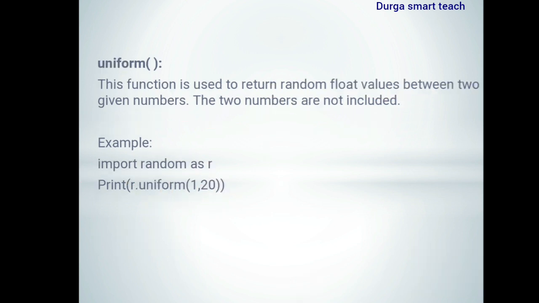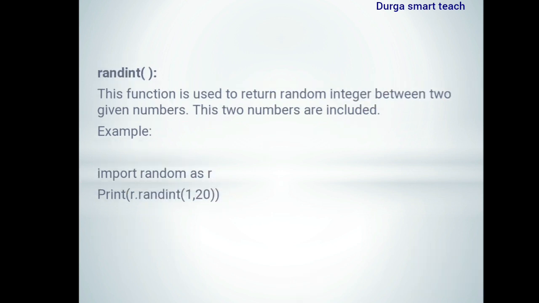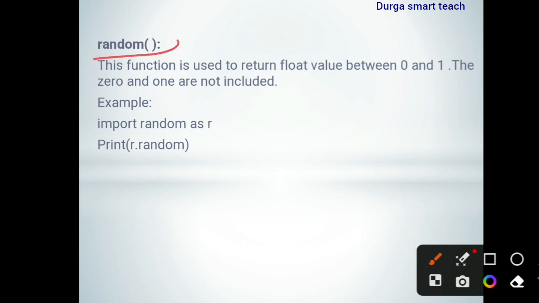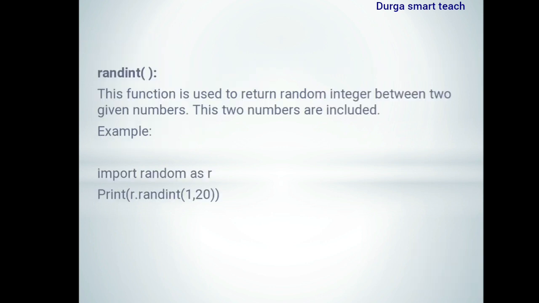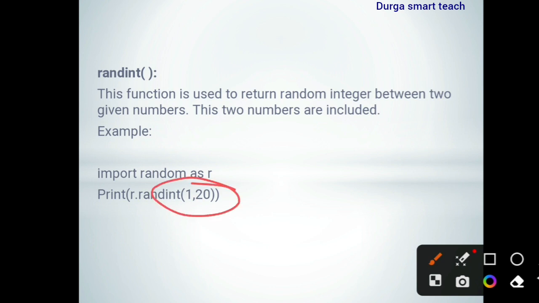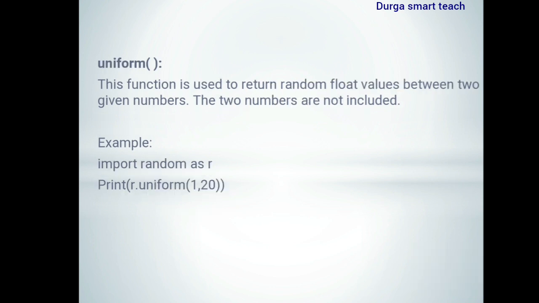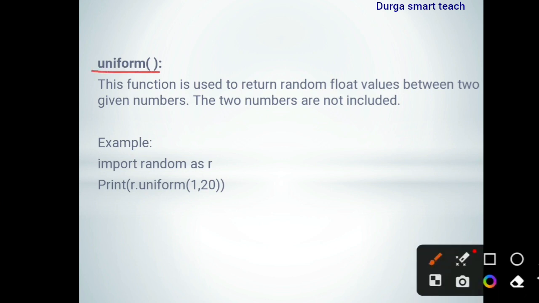Okay, so the next one is uniform. If you observe, the random function is used to generate a 0 to 1 float value. Randint is used to generate integer values. If you want to generate a float value between a range, you need to use uniform. This function is used to return random float values between two given numbers. The two given numbers are not included.